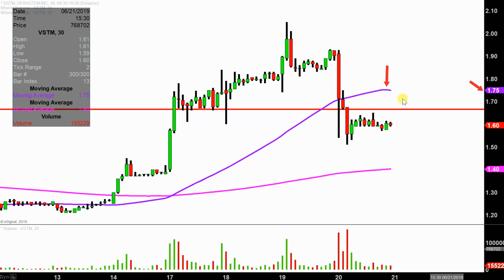But before you start worrying about and turning your focus to $1.75 and breaking above that purple line, one hurdle at a time. And like I said, in the near term, that first hurdle is going to be $1.67. Now, what about levels of support?